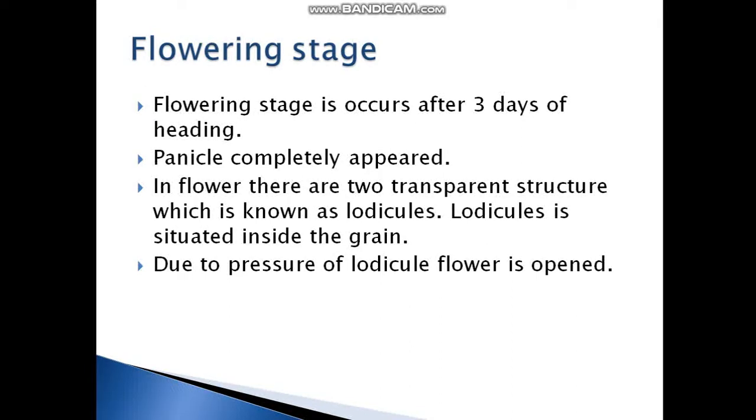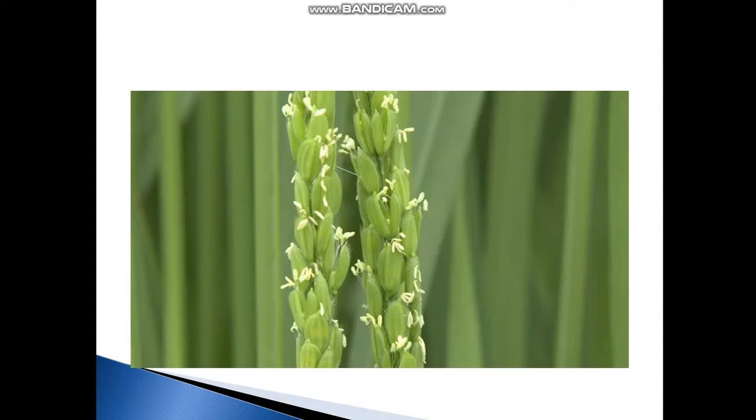Flowering stage. In a flower, there are two transparent structures, known as the lodicules. The lodicules are situated inside the grain. Due to the pressure of the lodicules, the flower opens. Because of the pressure of the lodicules the flower opens, and then there the fertilization processes take place. You can see the flower opening.